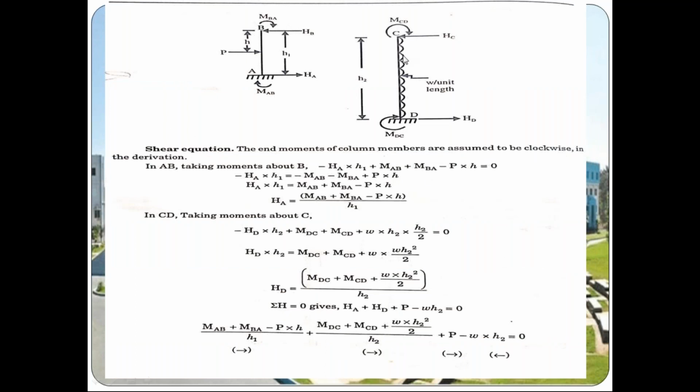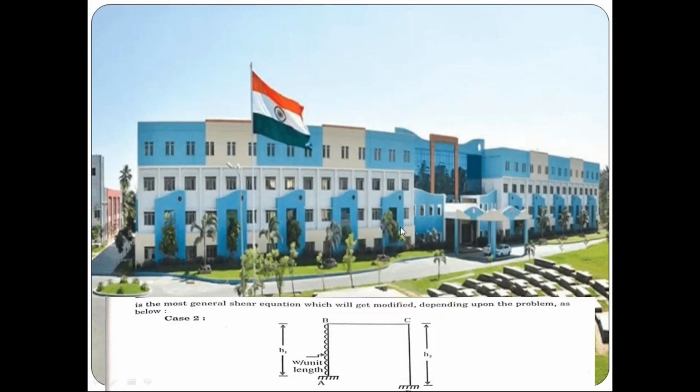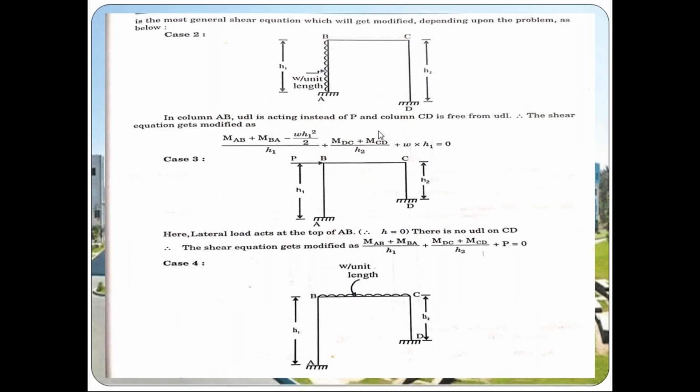And next for column CD, the end moments MDC plus MCD plus a moment because of the load in the span CD. Here we are having a UDL load. Because of this UDL load, the moment at point C is W into H2 square by 2, the whole thing divided by 2, H2. But in case 2, we have no loads in CD, so only the end moments will come: MDC plus MCD, the whole thing divided by H2, plus the load acting on the span AB. So the total load acting in span AB is W into H1, equal to 0.